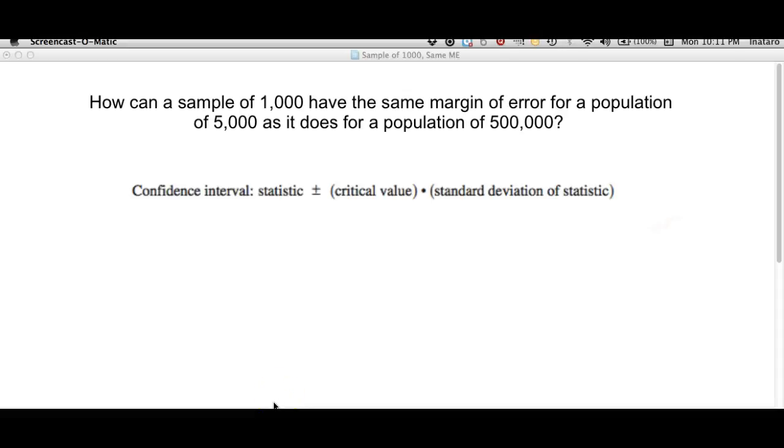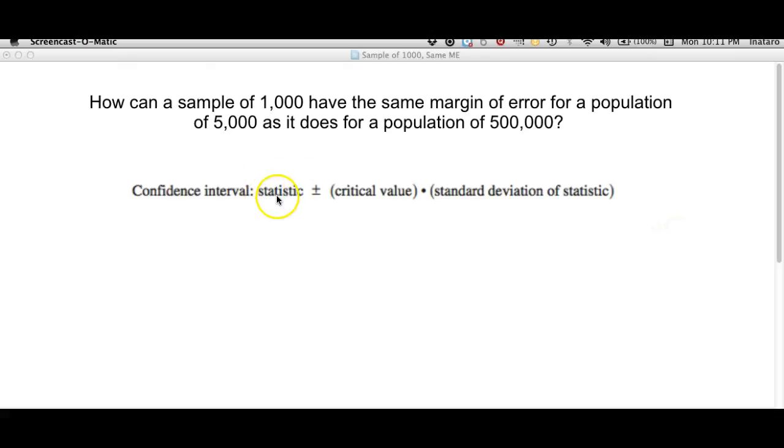One of the paradoxical things in statistics is that we can take a sample of 1,000 out of a population of 5,000, or a sample of 1,000 out of a population of 500,000 and have the same margin of error. Well, why does this work? Well, let's first take a look at how a confidence interval for a sample proportion is calculated.